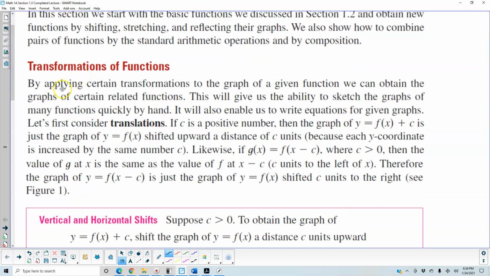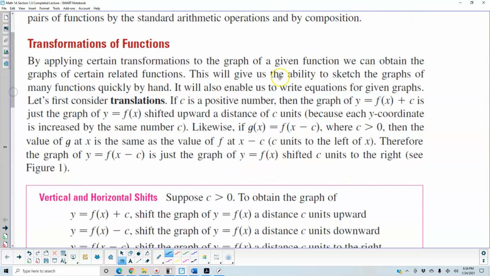Transformations of functions. By applying certain transformations to the graph of a given function, we can obtain the graphs of certain related functions. This will give us the ability to sketch the graphs of many functions quickly by hand. It will also enable us to write equations for given graphs.